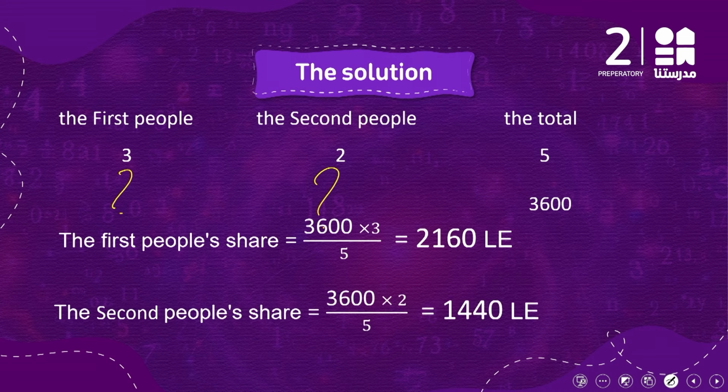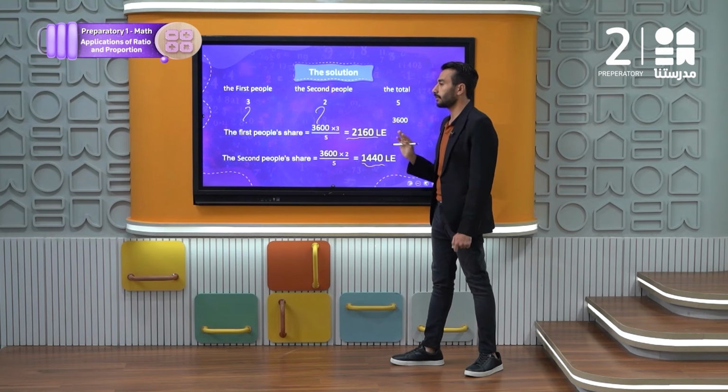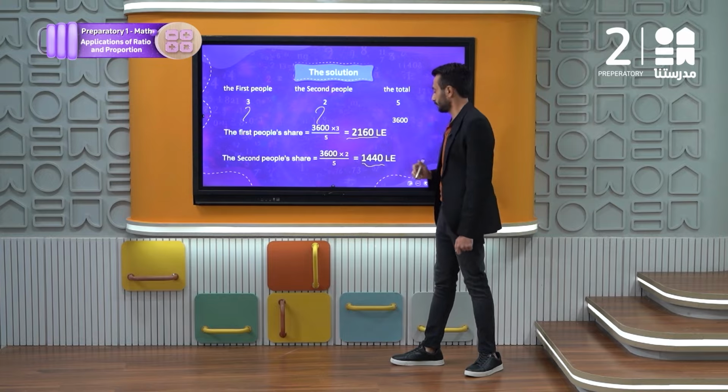So here for the first person, here for the second person, as we said, 3,600 times 2 divided by 5, and 3,600 times 3 divided by 5. And you can see they are not equal. They didn't take the same amount of money. That's why 3,600 is not divided by 2.